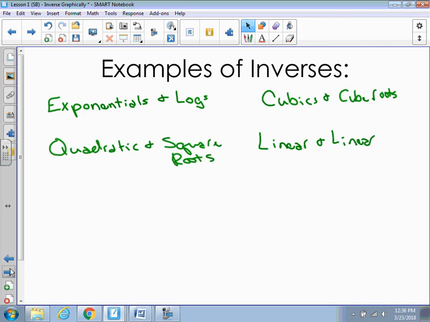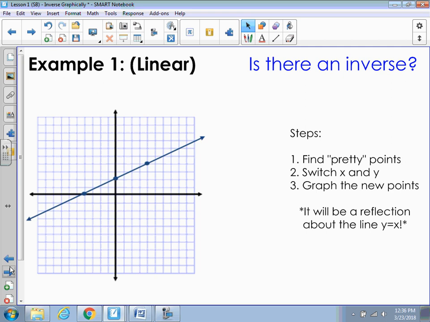Okay, so let's look at our first example here. This is a linear function. Our question is, is there an inverse? To figure that out, we use our horizontal line test. Notice wherever you put a horizontal line on here, you only cross at 1 point. So the answer to that question is yes, because it passes the horizontal line test.